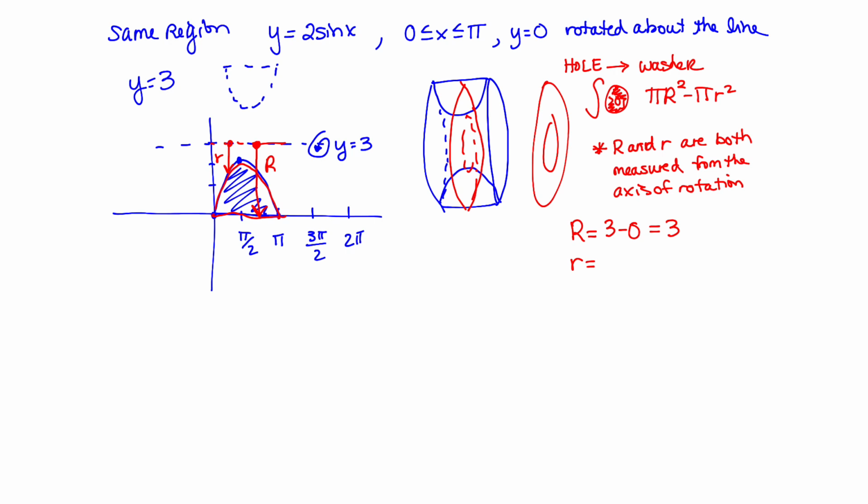Little r, top function minus bottom function, right? So that's 3 minus 2 sine x. It's the distance between those two curves. 3, which is constant, and 2 sine x, and that gives us that inner radius. It's changing, right? It gets small and then it gets big, and that's why it's got this variable in it, whereas the other radius was always constant.